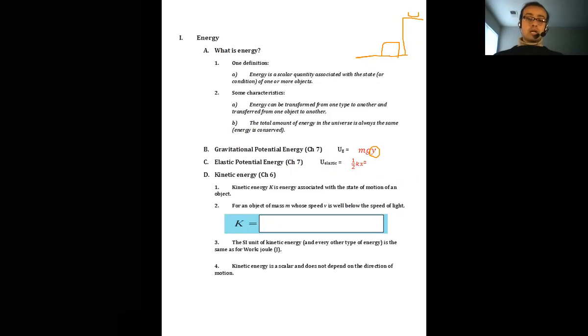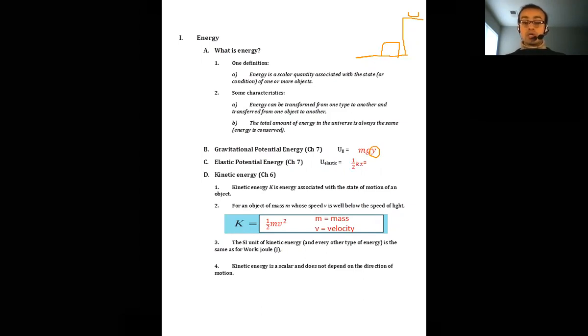In this chapter, we're going to be dealing primarily with kinetic energy, and that is energy associated with an object that is presently in motion. So for an object of mass m, whose speed is v and well below the speed of light, so we don't have any relativistic effects, kinetic energy is given by 1/2 mv squared, where m is mass and v is velocity. It's important to note that the SI unit of kinetic energy and every other type of energy is the same as it is for work, or the joule.